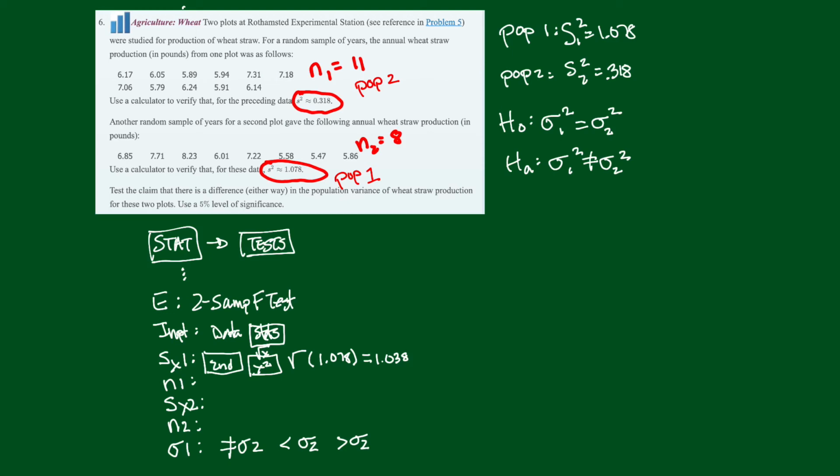Now, N1, that's the sample size of our population 1, which is 8. So let's put an 8 here.